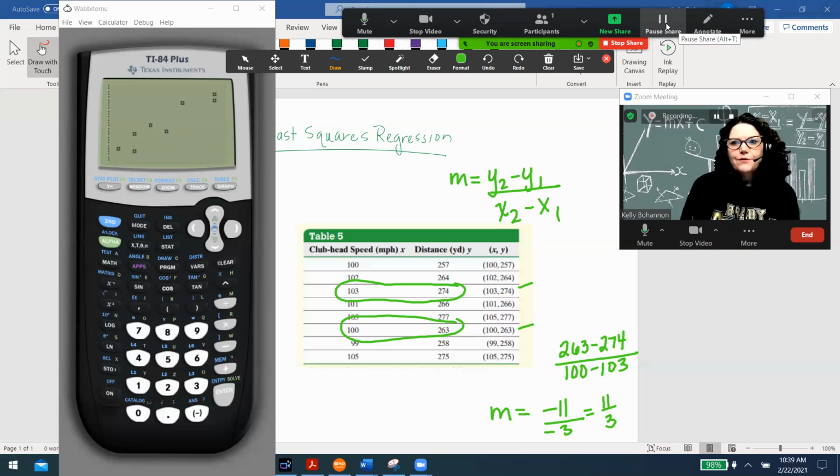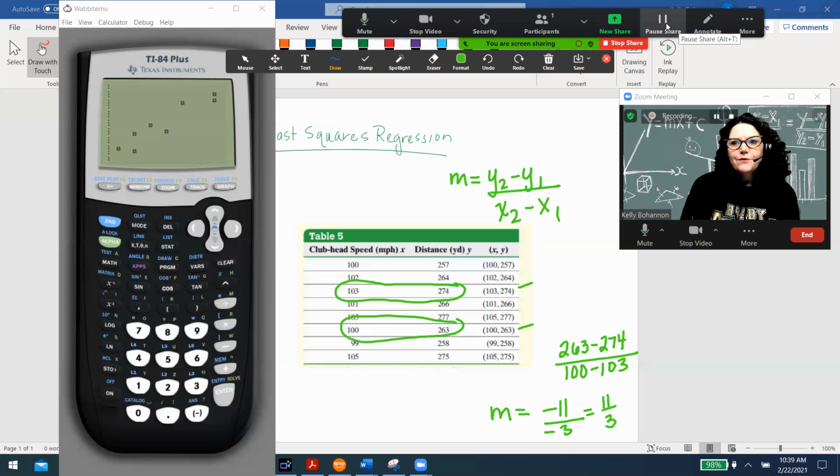All right, let me get my pencil back. That's y minus 274 equals 3.67x minus, I'm going to do 3.67 times 103. Sorry, my handwriting is so bad. It's not as easy to write on this. All right, so that's 378.01.